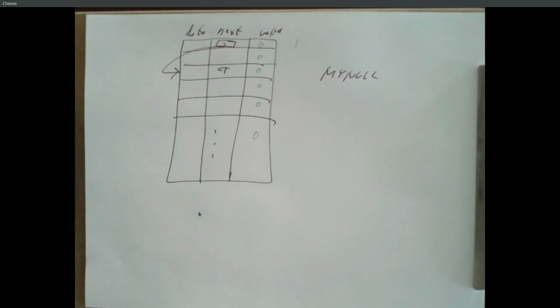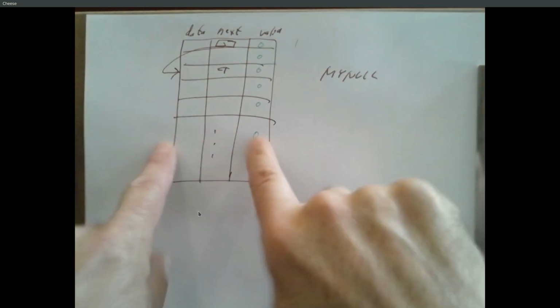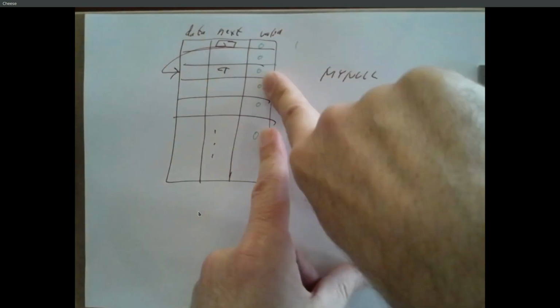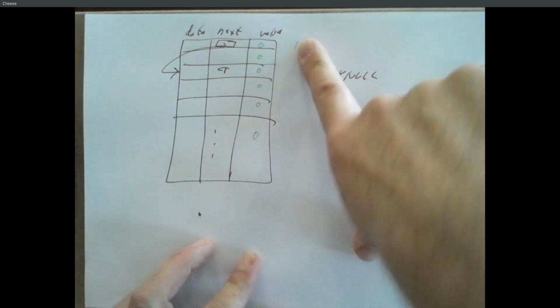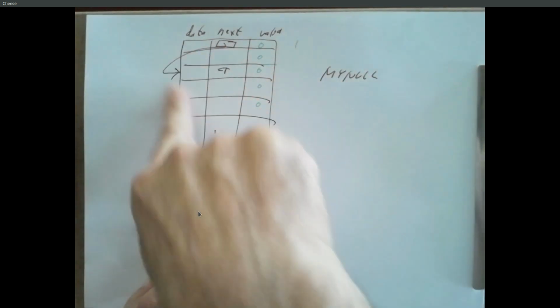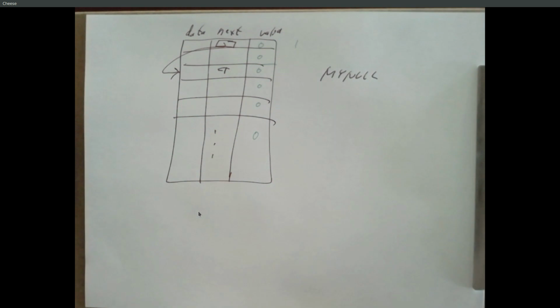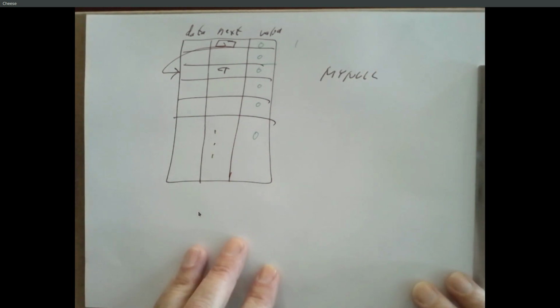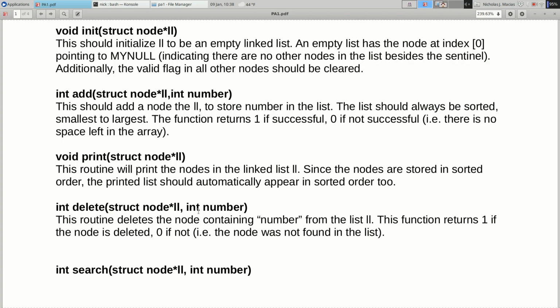Okay? Your main program should not know about this. It should not know about the valid flags. It should not know what the 1 and the 0 means, and that this is pointing to that, and so on. Nothing in your main program should depend on that. Your main program just uses these functions to interact with the data structure.